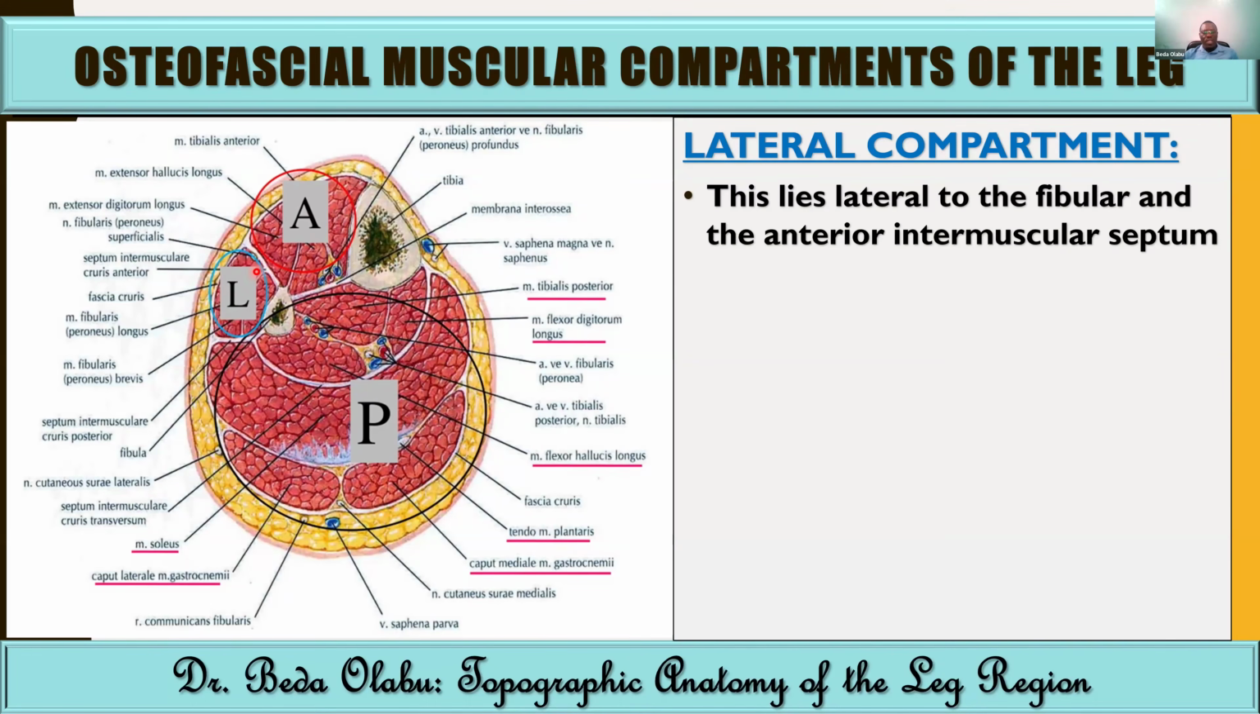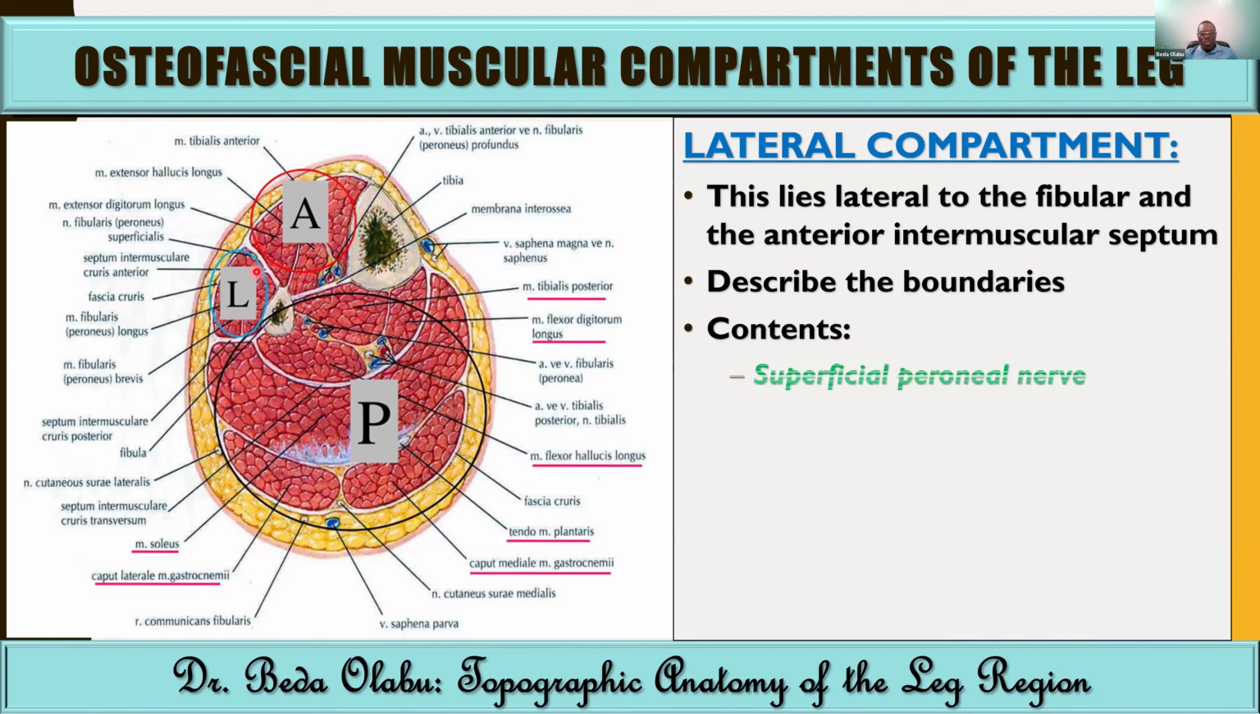Lies lateral to the fibula as well as lateral to the anterior intermuscular septum. The lateral compartment of the leg is also known as the peroneal compartment of the leg. It contains the superficial peroneal nerve, which is a terminal branch of the common peroneal nerve, running within this zone. Superficial peroneal nerve supplies these two muscles, and then the nerve becomes cutaneous, as I already mentioned earlier, supplying the skin of the top dorsum of the foot. So that is sensory distribution.